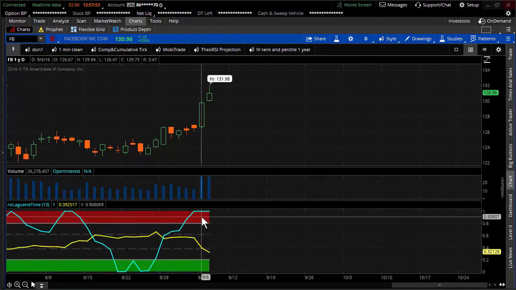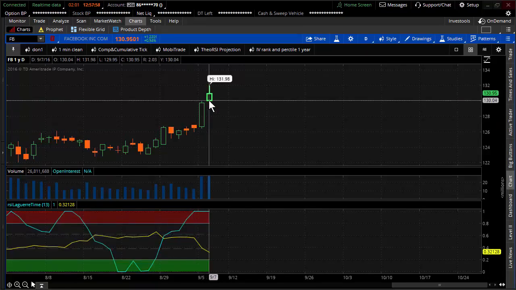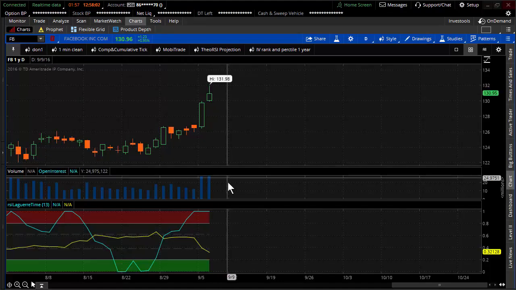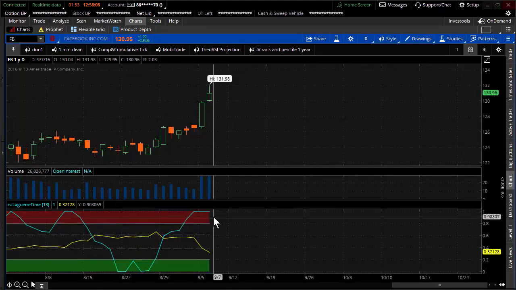Over the next few days, I'm going to look to enter into a short position on Facebook. In the face of adversity, with a stock that's exploding to the upside, I'm going to look to enter a short position when the RSI actually comes off to the 90 level.